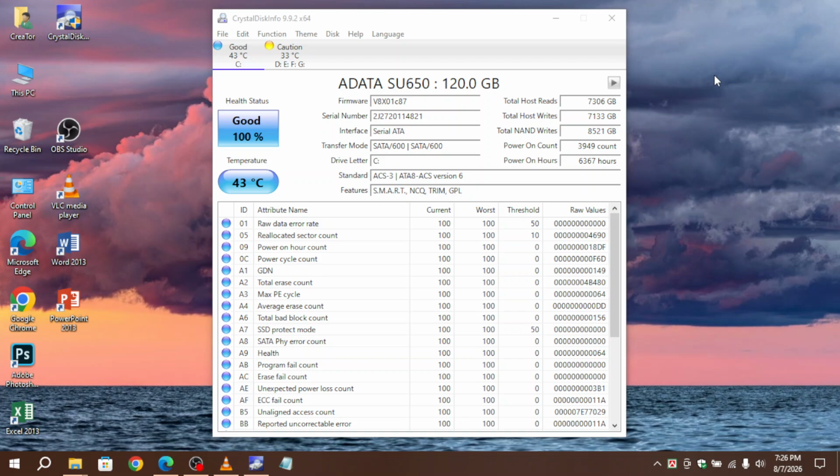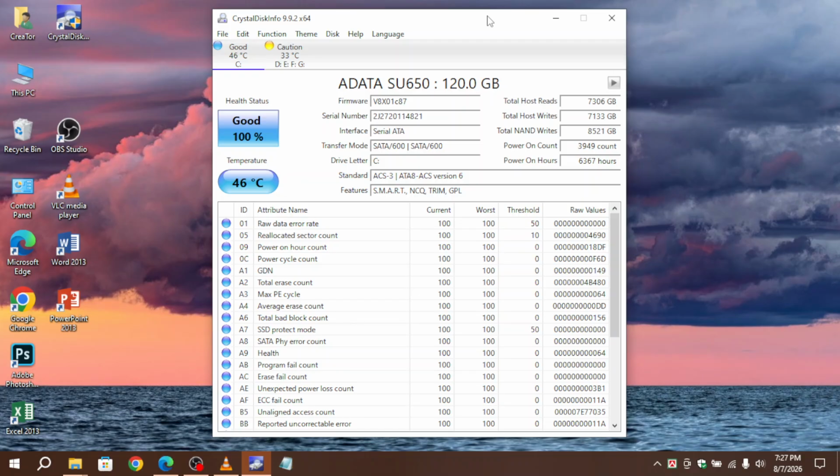Want to know whether your NVMe SSD is still healthy? CrystalDiskInfo can give you a quick look at its health status, temperature, usage, and S.M.A.R.T information. In this guide, I'll show you exactly what to check and how to understand the most important numbers without getting overwhelmed. First, open CrystalDiskInfo on your Windows PC.